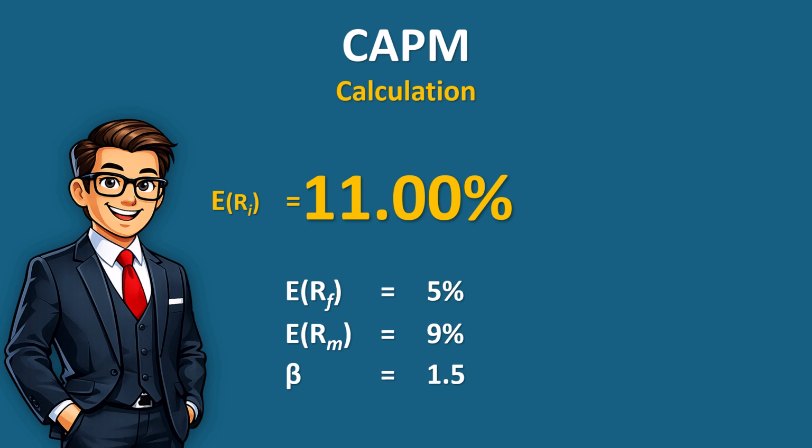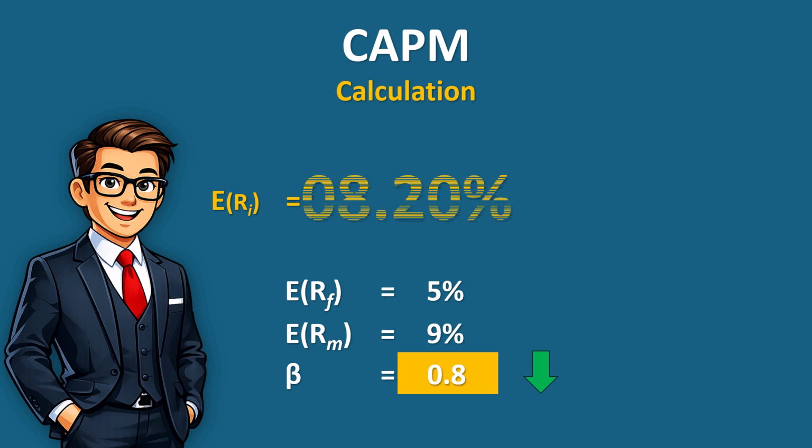Let's see what happens with different beta values. If beta is 1.6, higher risk, then the expected return equals 11.4%. If beta is 1.7, even higher risk, then the expected return equals 11.8%. If beta is 1.3, lower risk, then the expected return equals 10.2%. If beta is 0.8, less volatile, defensive stock, then the expected return equals 8.2%.